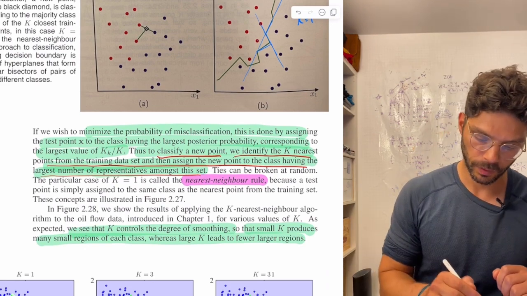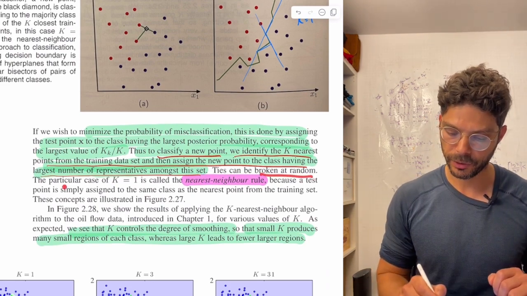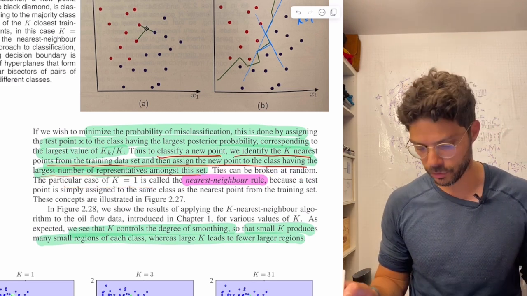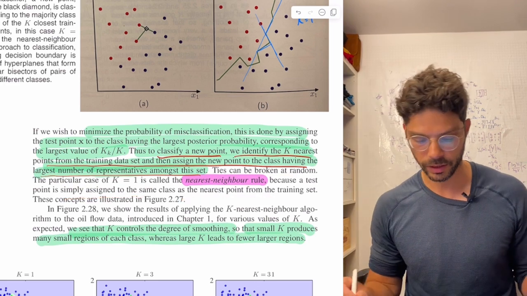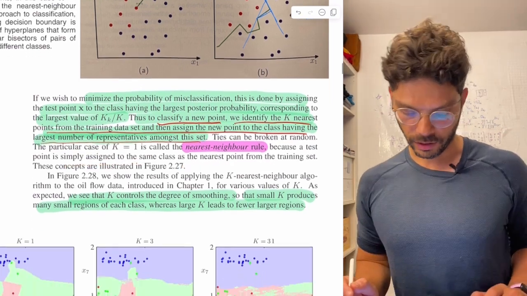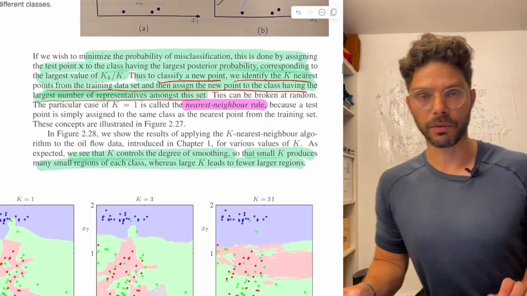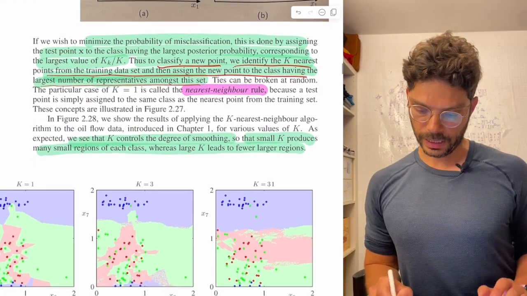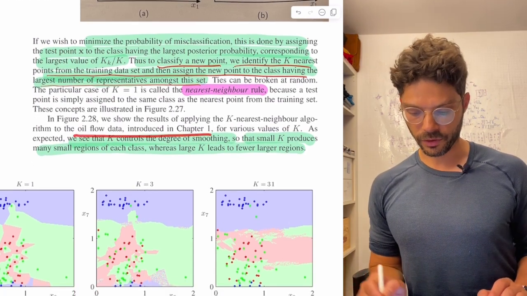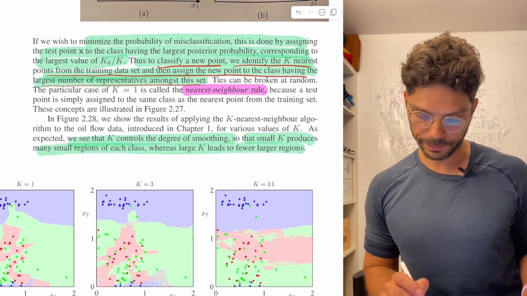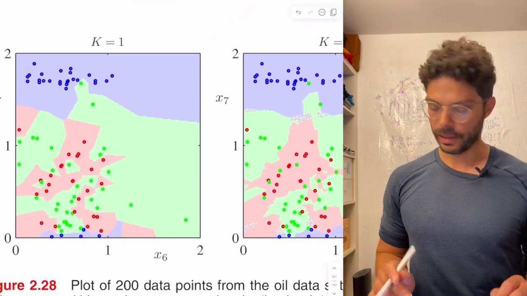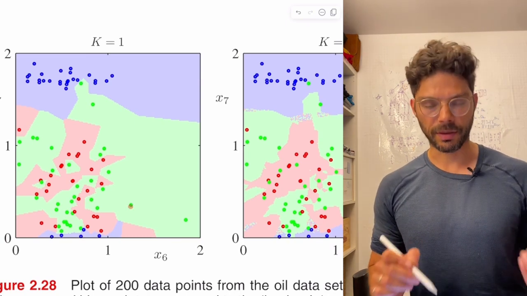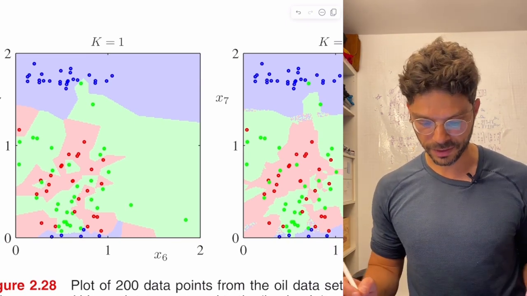Yeah. The ties can be broken at random. In the particular case, K equals 1 is called the nearest neighbor rule because the test point is simply assigned to the same class as the nearest point from the training set. And that's in the figure. Okay, and now he's applied it to a real world data set, the oil flow data from chapter 1, for various values of K. So let's have a look at that. Again, these points have been labeled by the 3 different classes they're in.